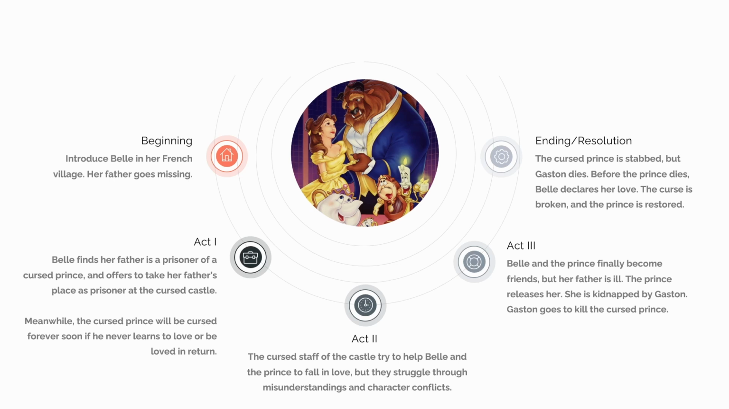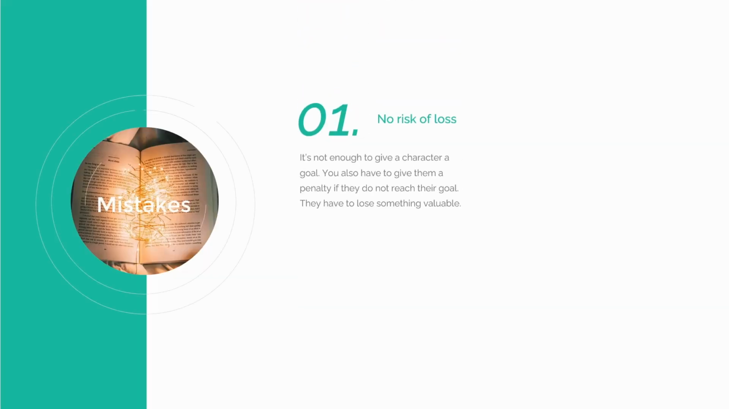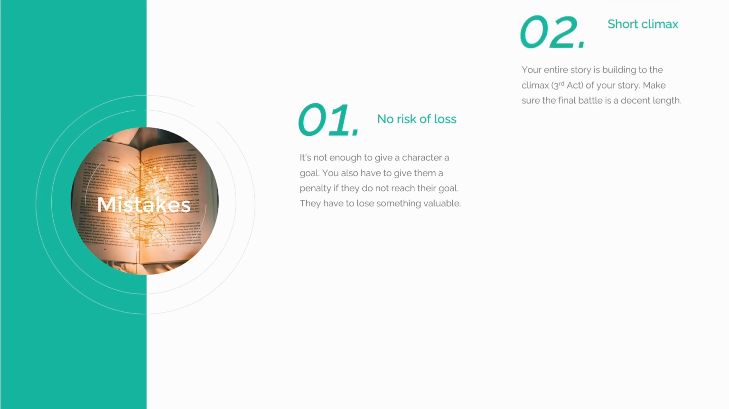So let's look at some common mistakes when planning acts. There are a few. One is no risk of loss. So it's not enough to give a character a goal. You also have to give them a penalty if they do not reach their goal. They have to lose something valuable. And the conflicts throughout the acts should make even more of a risk and more of a risk and more of a risk and a bigger loss and a bigger loss. This is what creates the conflict and the tension within the story. No tension, no story.